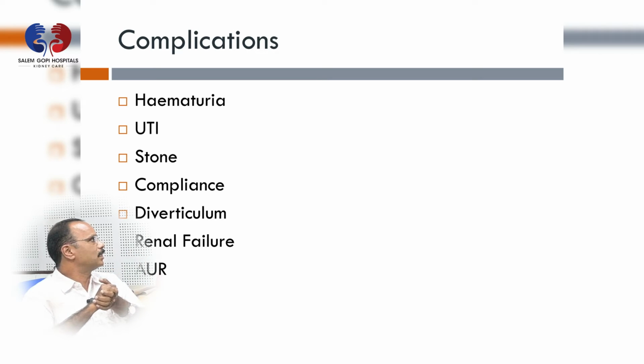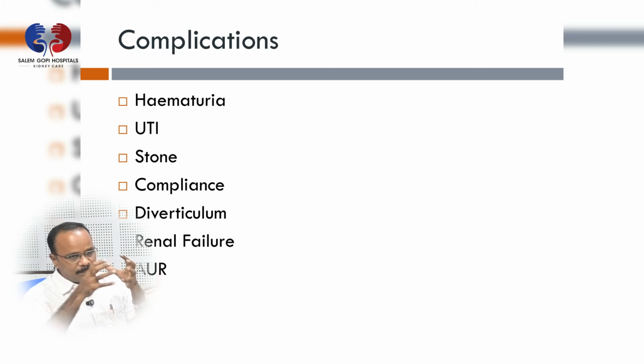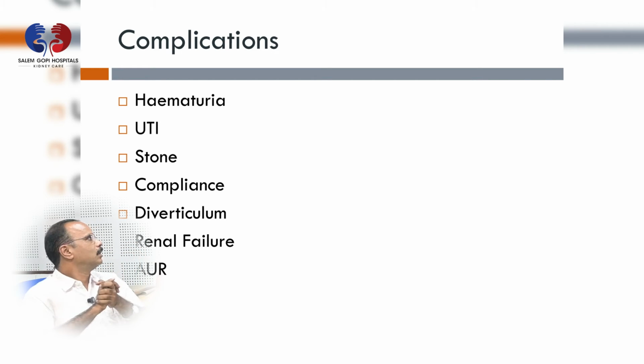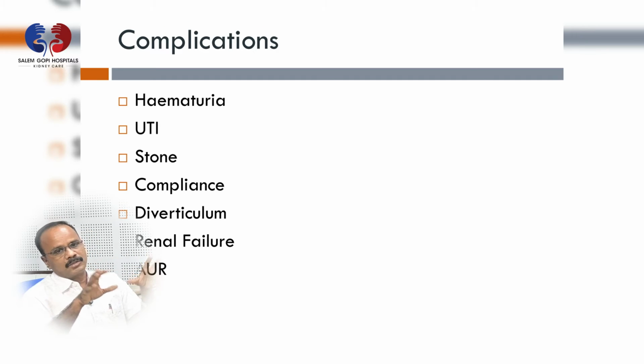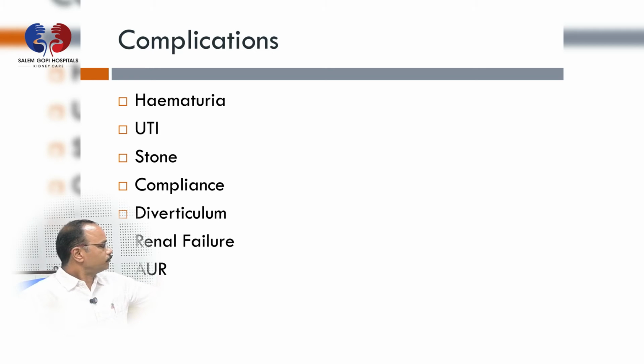The pumping capacity of the bladder is lost, so you will get a diverticulum. What is a diverticulum? Something like a cycle tube that is weak, you get some bulge, that's a type of diverticulum, that is a bladder bulge. And sometimes renal failure, kidney failure can also come, and acute retention of urine. Totally, urine will not come. The urinary bladder is completely filled with urine. So these are all the complications.